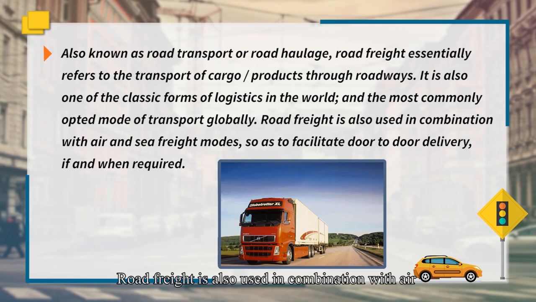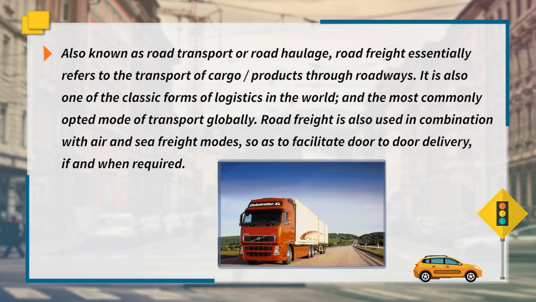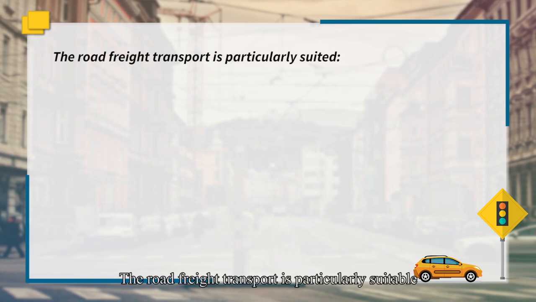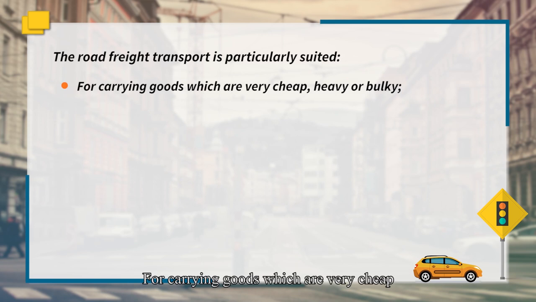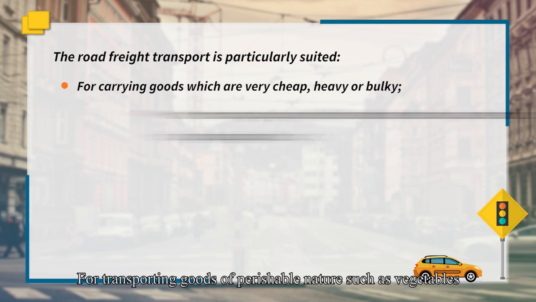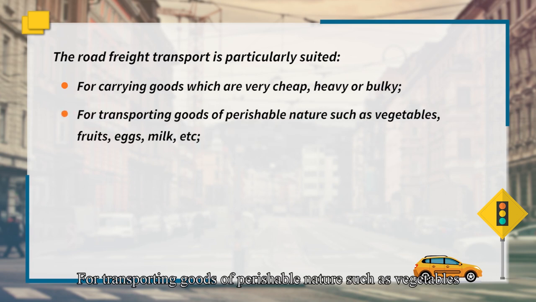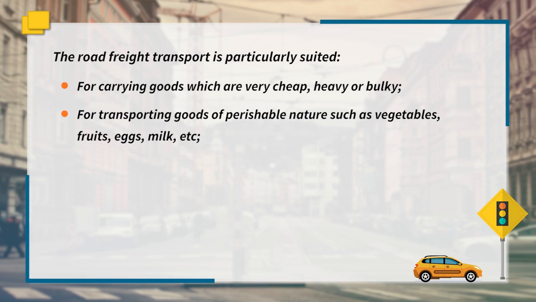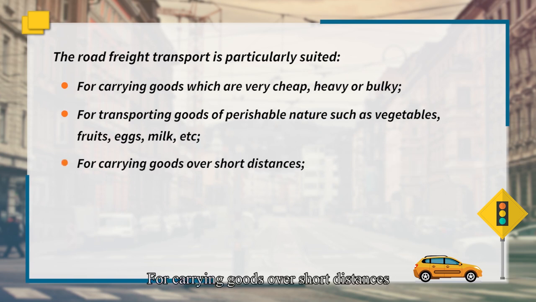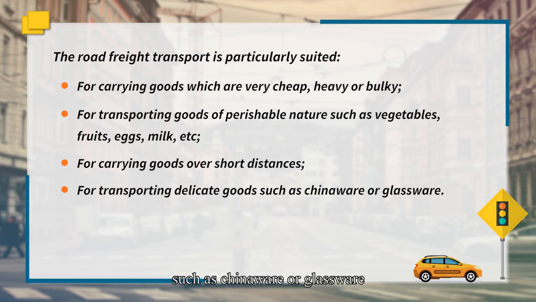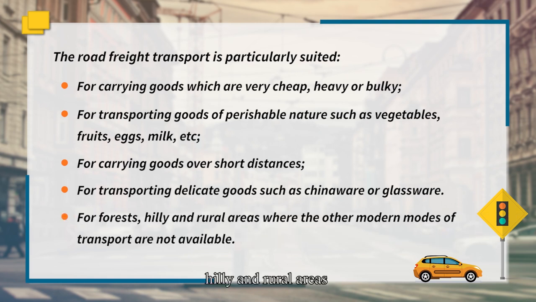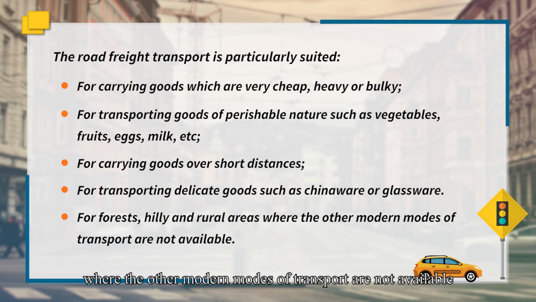Road freight is also used in combination with air and sea freight modes so as to facilitate door-to-door delivery if and when required. Road transport is particularly suitable for carrying goods which are very cheap, heavy, and bulky, for transporting goods of perishable nature such as vegetables, fruits, eggs, milk, for carrying goods over short distances, for transporting delicate goods such as chinaware or glassware, and for forests, hilly and rural areas where the other modern modes of transport are not available.